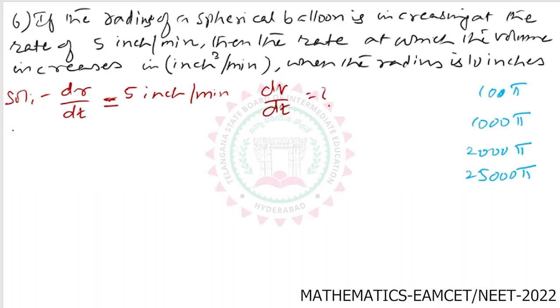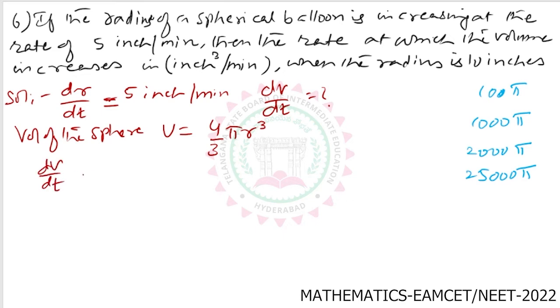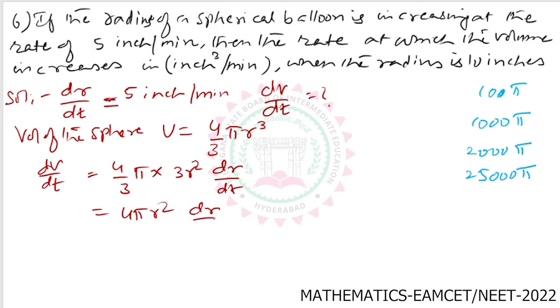We know the volume of the sphere. What is the formula? Volume of the sphere is V is equal to 4 by 3 pi r cube, where r is the radius. Now, if I differentiate this, I am getting dV by dt is equal to 4 by 3 constant, pi constant, derivative of r cube, that is 3 r square into dr by dt. So, you may see that 3 cancels, which leaves me 4 pi r square into dr by dt.